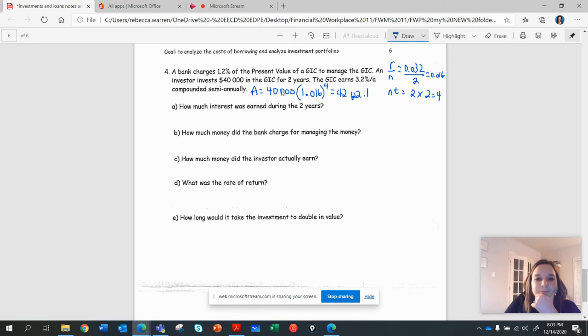$622.10. Now, the question's asking for how much interest. So what was the interest earned on this investment? The $42,622.10 is the total amount of the investment earned. And I'm still going to rewrite that because it still doesn't look very nice.